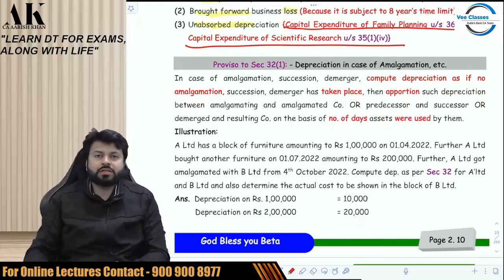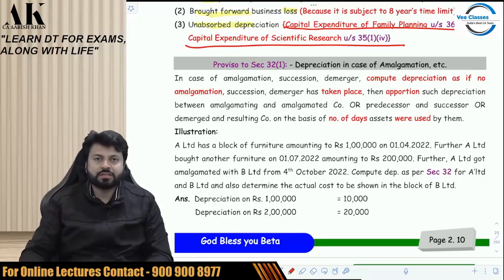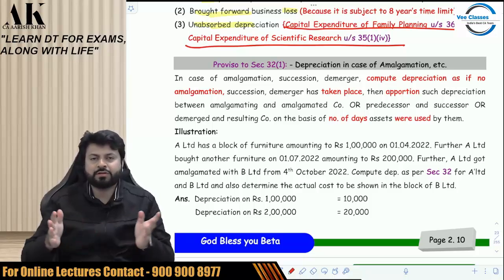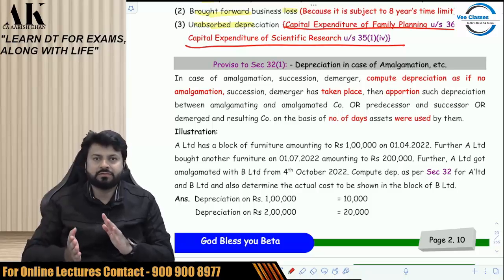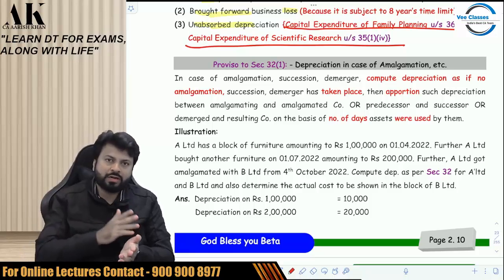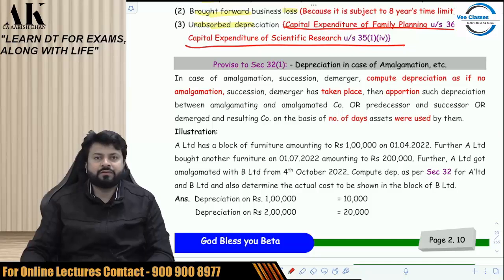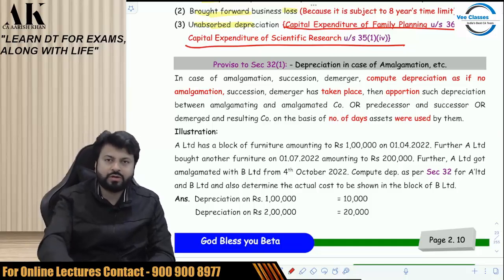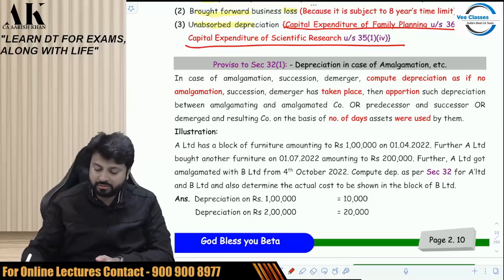How to claim depreciation in case of amalgamation, demerger and succession. Amalgamation means merger of companies. Demerger means separation of companies. And succession means where one entity is succeeded by another entity, like a partnership firm or a sole proprietor getting converted into a company. More or less all three of them are nothing but a change of entity. So how to claim depreciation in those cases? Let's talk about that.